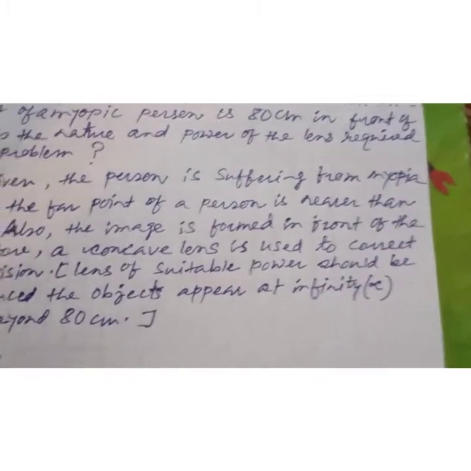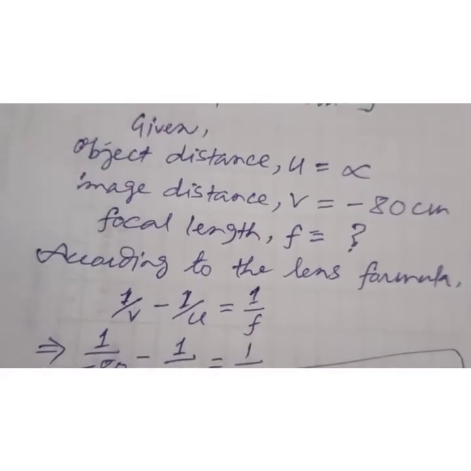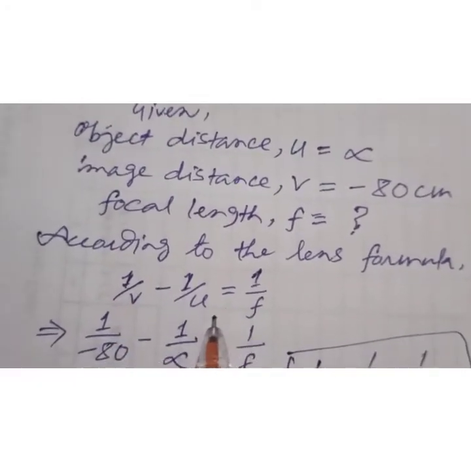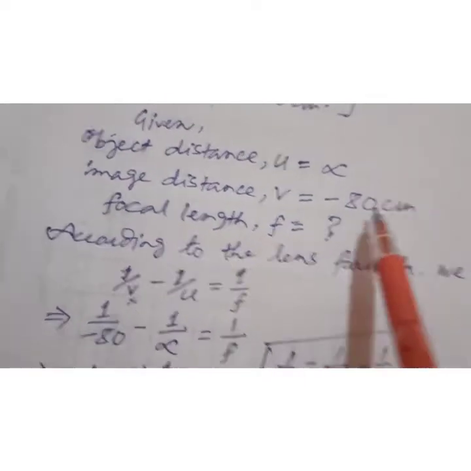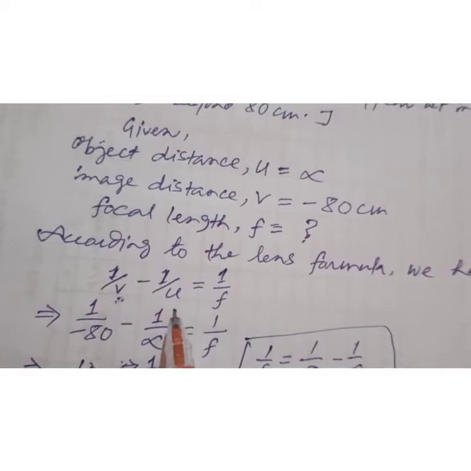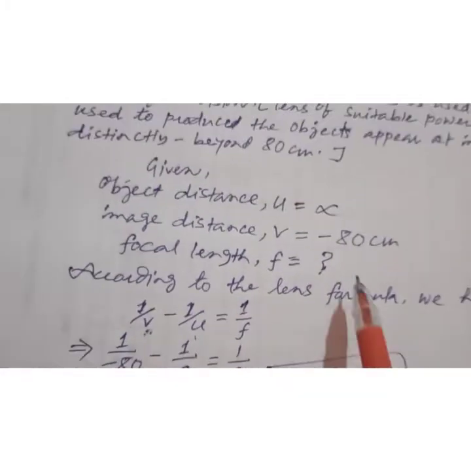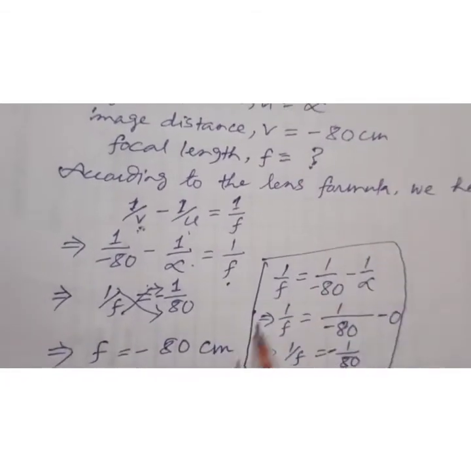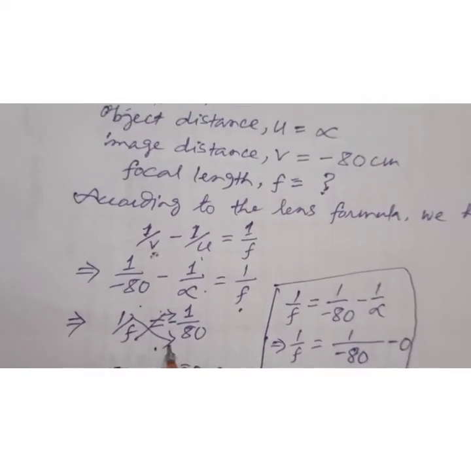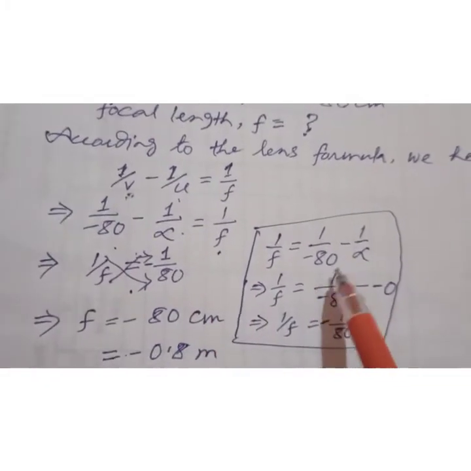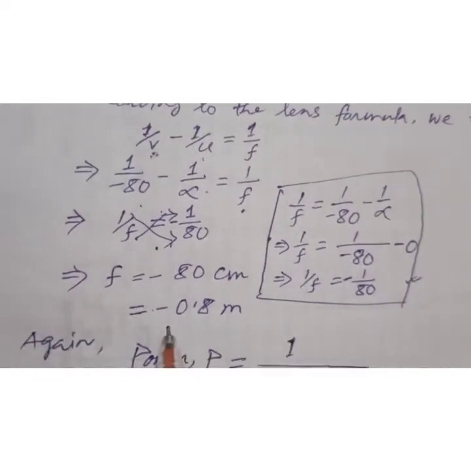Now according to the lens formula, what we will get? Use the lens formula, 1 by V minus 1 by U equal to 1 by F. Then put the value. V value is minus 80, and U value is infinity. F value is not given, we have to find out this one. This is our work. Then after this one, we will get this one. Then do cross multiplication. For your betterment, I solved this one here also, and we have got the value of F.